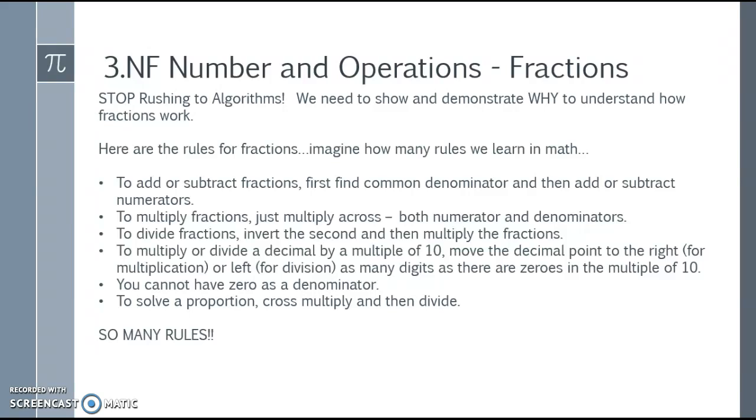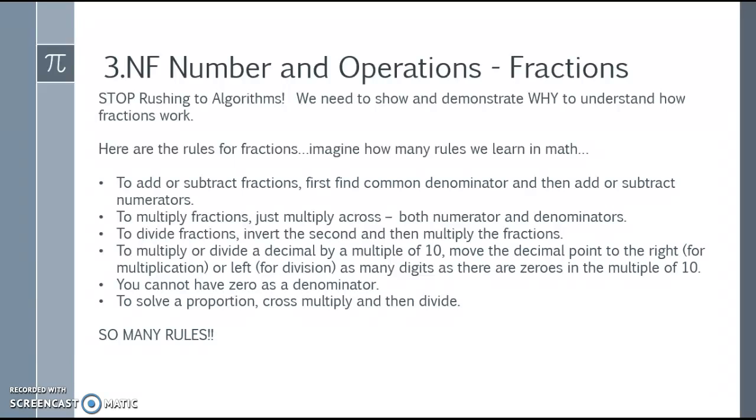So here are the rules for fractions that I'm sure you've memorized along your way in education. But imagine on top of these rules how many other rules in math that we learn. So it's no wonder that students get so confused and get them mixed up together and try to combine things that they shouldn't because of all the rules that they just want. It's not about the procedure, it's about how and why we get there.